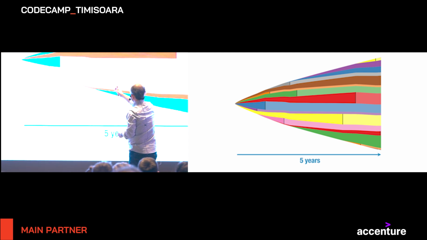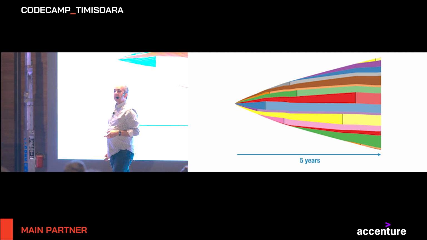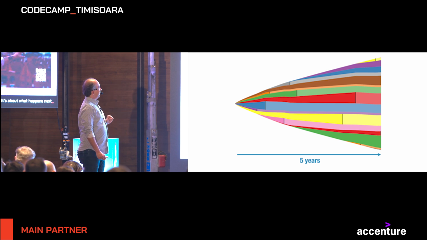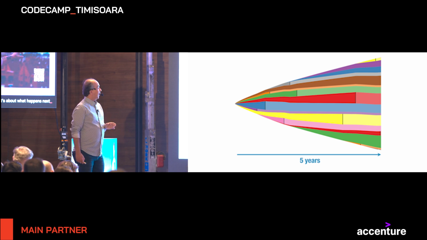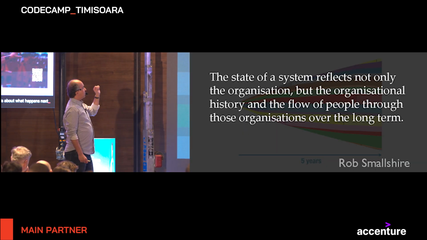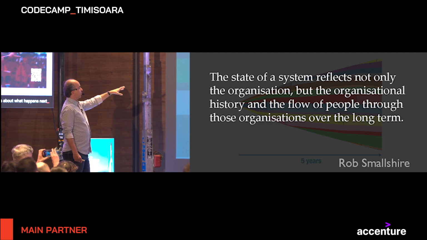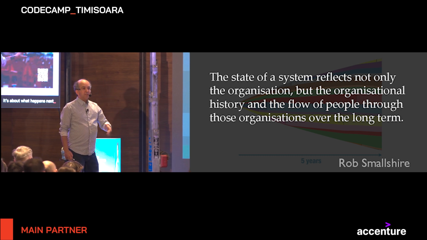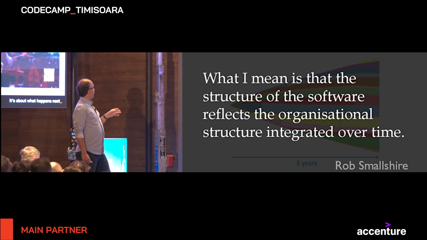But where you see a colour stopping and changing with a line and then changing to a lighter colour, that person has left the team. Now, this is the interesting thing. They may have left the team, but their influence continues to live on. Rob's observation here is this: the state of a system reflects not only the organisation, but the organisational history and the flow of people through those organisations over the long term. He's added the time dimension. Previously, people tend to think of Conway's law just in its narrow spatial sense. As Rob says, what I mean is that the structure of the software reflects the organisational structure integrated over time.